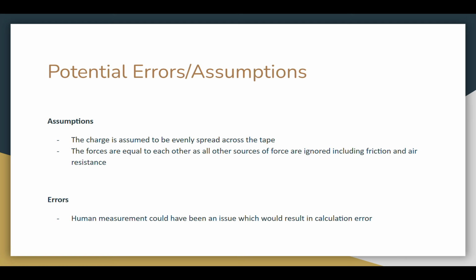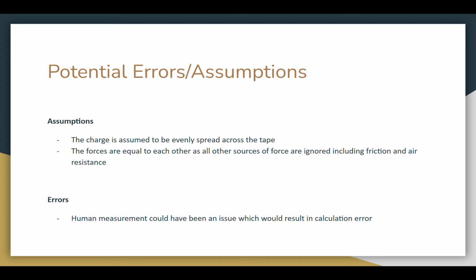Taking a look at our potential errors and assumptions that we used throughout the lab, we can see that one assumption was that the charge is evenly spread across a tape. This isn't necessarily always true, as when you bring another piece of tape close, infinitesimally small pieces of tape could be closer to the top tape than the bottom, no matter how much you try.